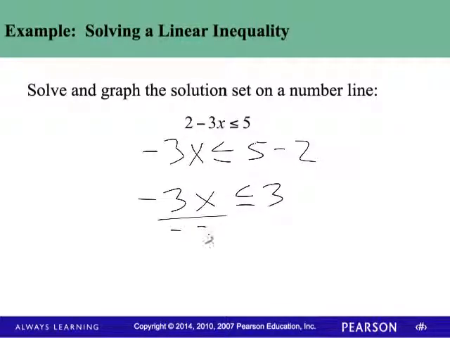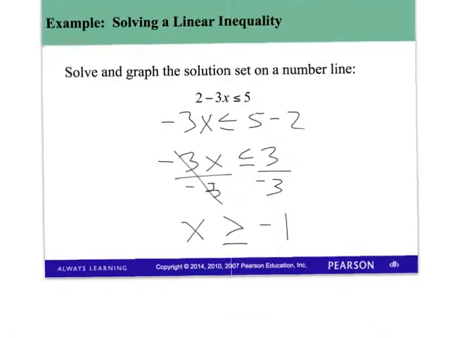Now divide both sides by negative 3. And notice that since we're dividing by a negative number, when I write down this last step, the direction of my inequality is going to flip. So this is going to be x is greater than or equal to 3 over negative 3, which just gives me negative 1. So that's the solution to this inequality.